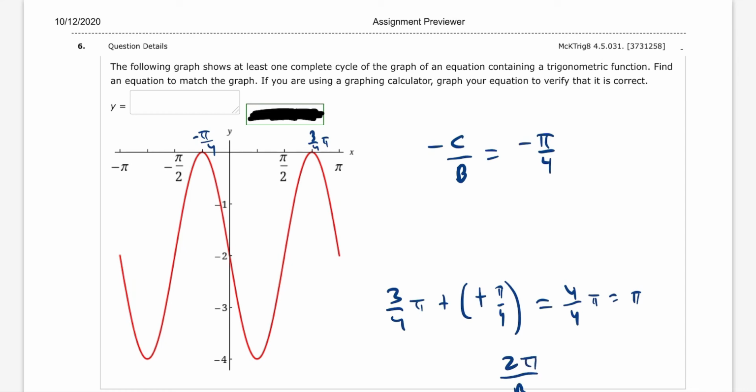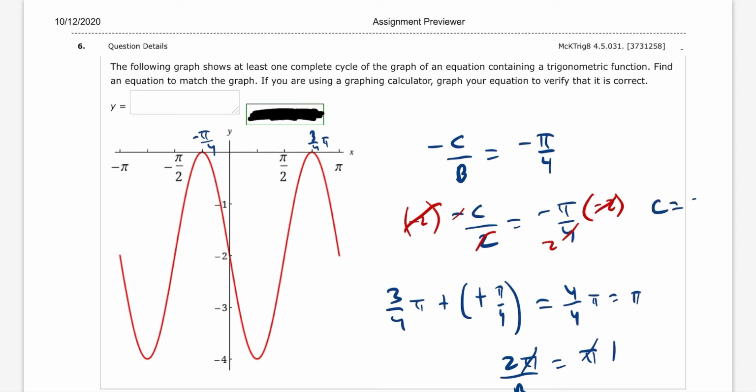2 pi over b is pi. All right, and then we can cancel out the pi's. That's really 1. Multiplied by b, you get b equals 2. All right, so now we know that b is equal to 2. And now we can solve for c. The negatives cancel out. If you multiply both sides of the equation by negative 2, you are going to get a positive pi over 2. So c is pi over 2.